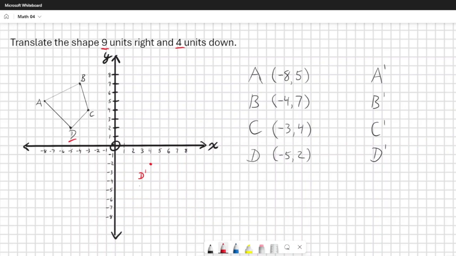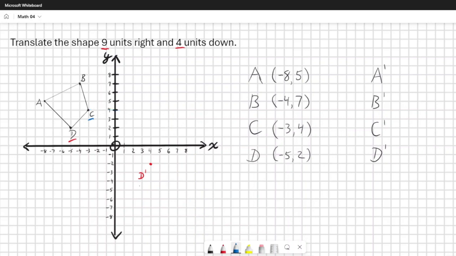So now let's do it again. This time we're going to do it with point C. So point C, we're going to move 9 units right and 4 units down. So here we go. 1, 2, 3, 4, 5, 6, 7, 8, 9. And then 4 units down. 1, 2, 3, 4. So we're going to land right on the x-axis there at 6, 0.